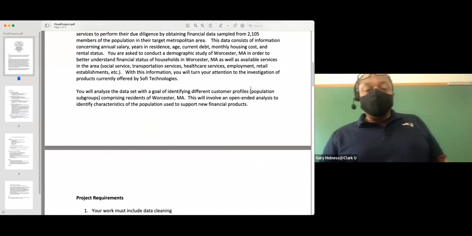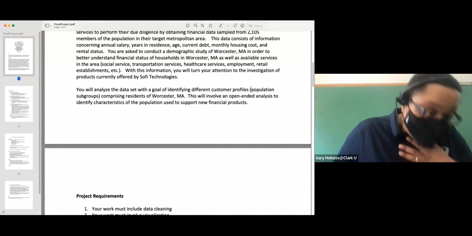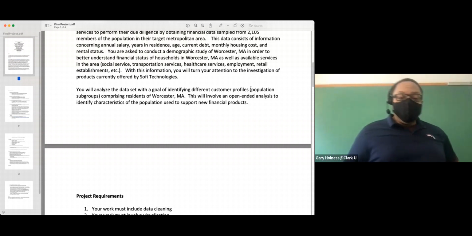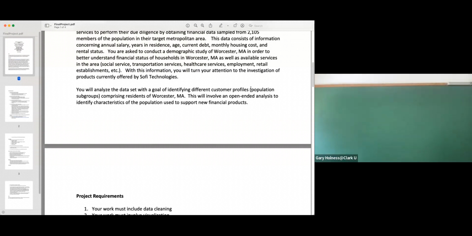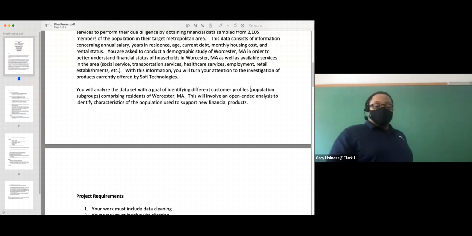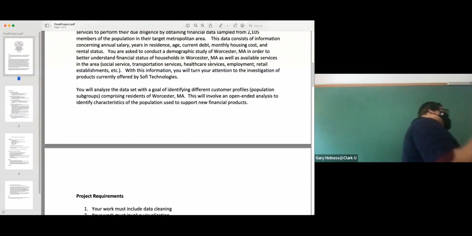And the data is going to consist of attributes including annual salary, years in residence, age, current debt, monthly housing cost, as well as rental status. And now this rental status is Boolean, true or false, represented as a 1 or a 0. Everything else is real value. Okay. So you're given this, and I direct you to one of many different websites where you can get all sorts of information about the services and amenities available in Worcester, Massachusetts.